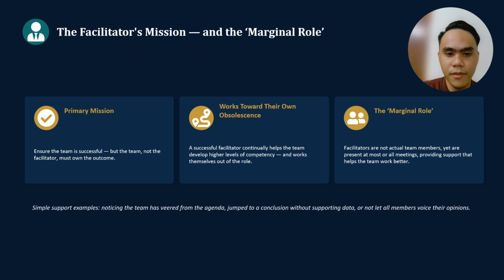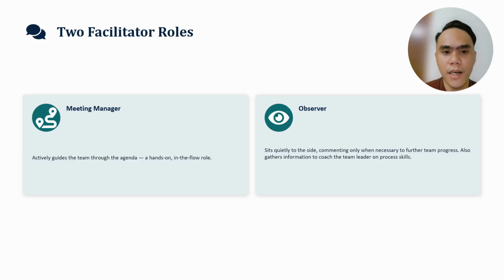in the next slide. Facilitators usually have one of two distinct types of roles within a team, and it is worth understanding because they call for different postures. The first is meeting manager, where the facilitator actively guides the team through the agenda. This is the more visible, hands-on version of facilitation, where the facilitator is clearly steering the flow of the meeting itself. The second is observer, where the facilitator sits quietly off to the side and simply comments when it seems necessary or useful to the team's progress. This role is quieter and less directive by design.